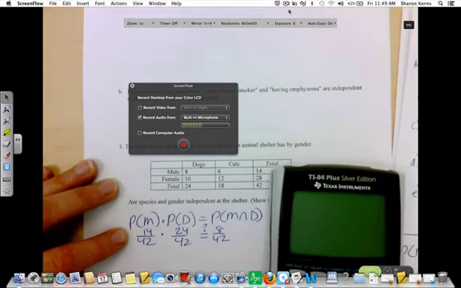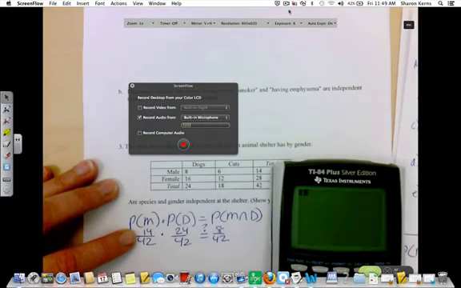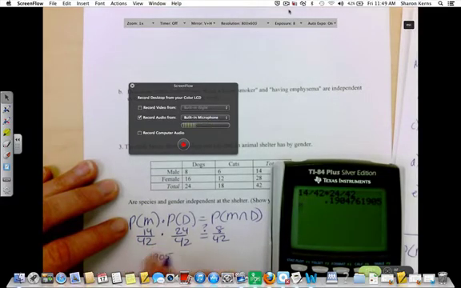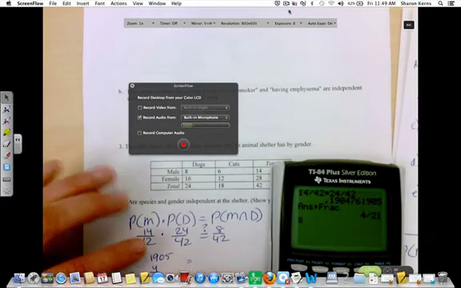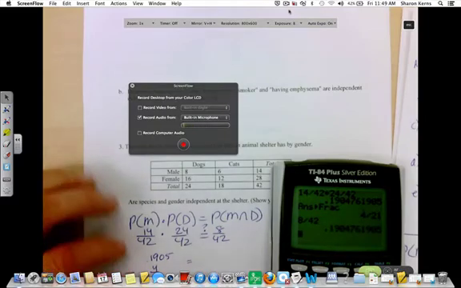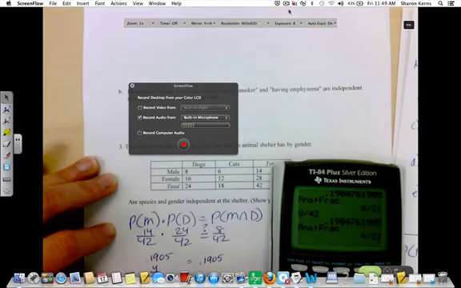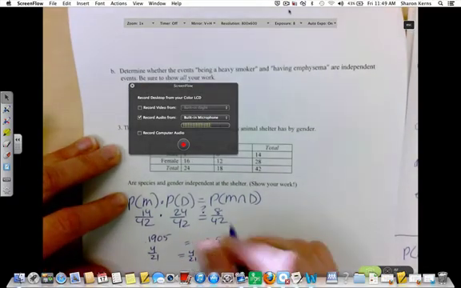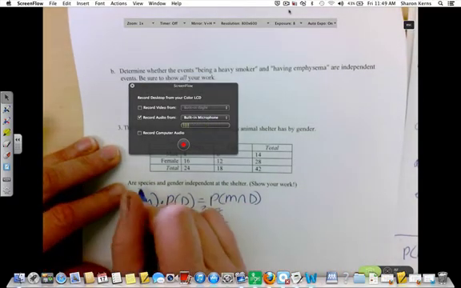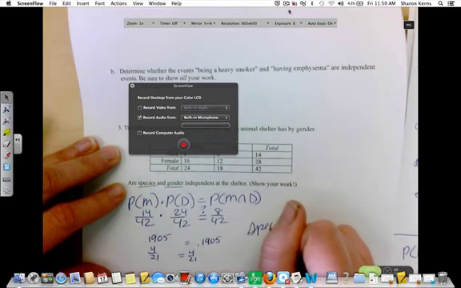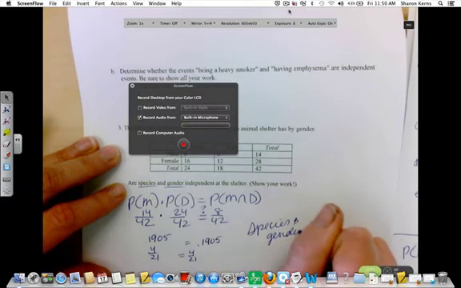So if I go ahead and multiply these, 14 divided by 42 times 24 divided by 42, I get 0.1905 approximately, or as a fraction, 4 out of 21. Over here, I get 8 divided by 42, which is the same, 0.1905 approximately, or 4 out of 21. So because those probabilities are the same, we would say that yes, species and gender are independent.